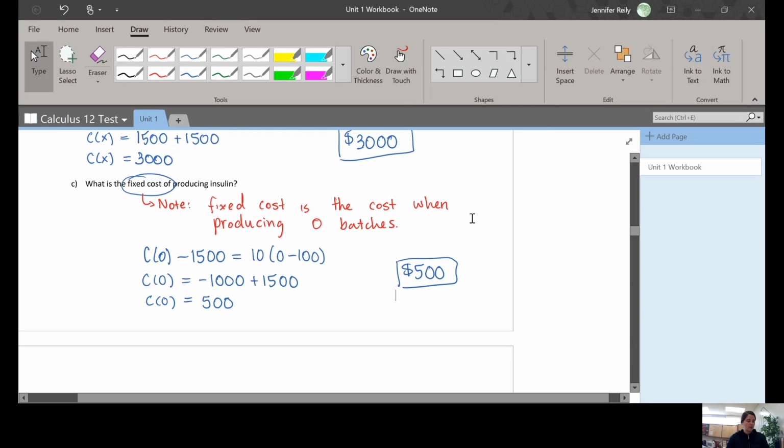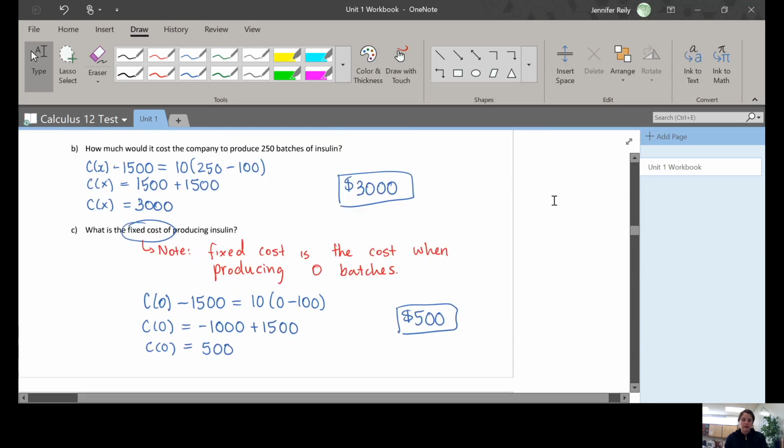Maybe that's equipment, maybe that's employees or insurance or whatever. Okay, so that's it. So go and do assignment 2 now on linear functions.